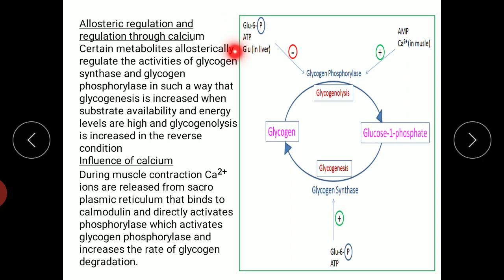ATP levels are high, glucose levels are high, so no more energy is needed. It will deactivate this process. ATP high, glucose 6-phosphate high, no energy is required, so for the future purpose glucose is converted into glycogen.